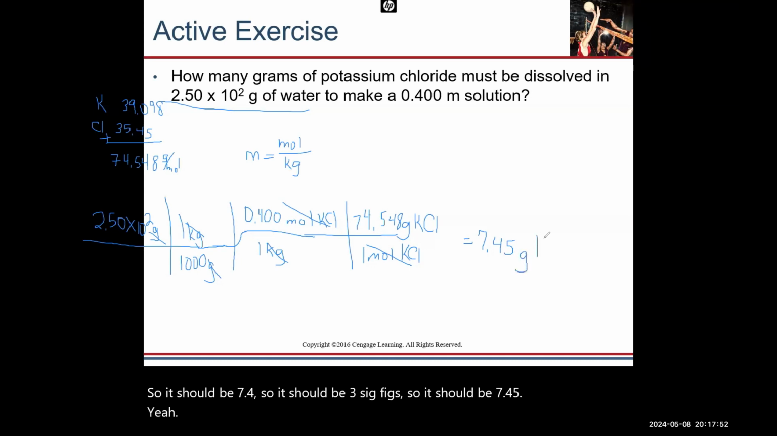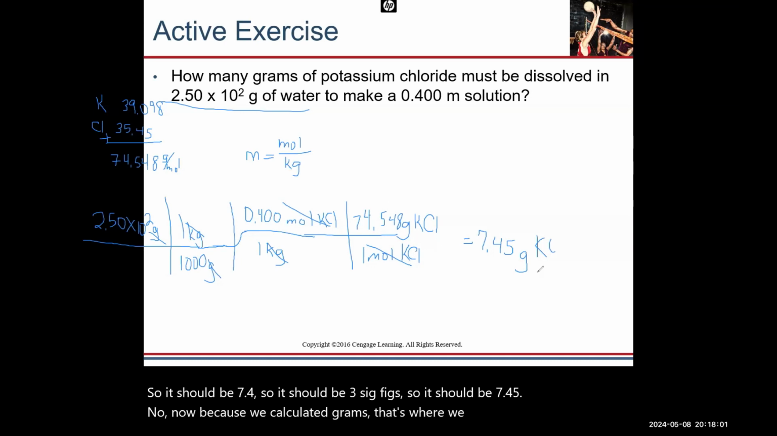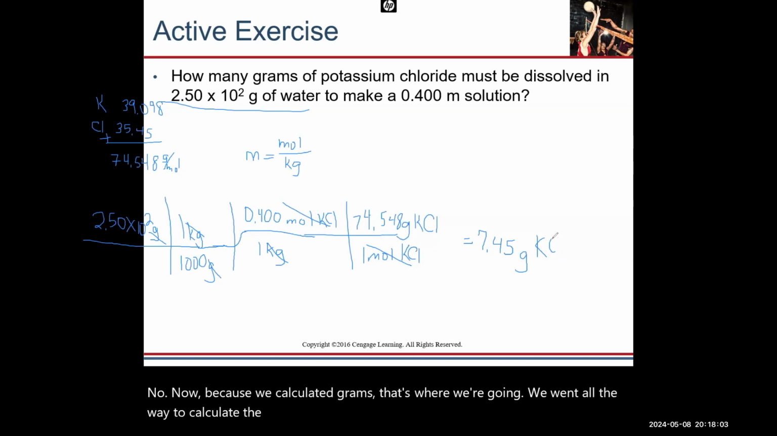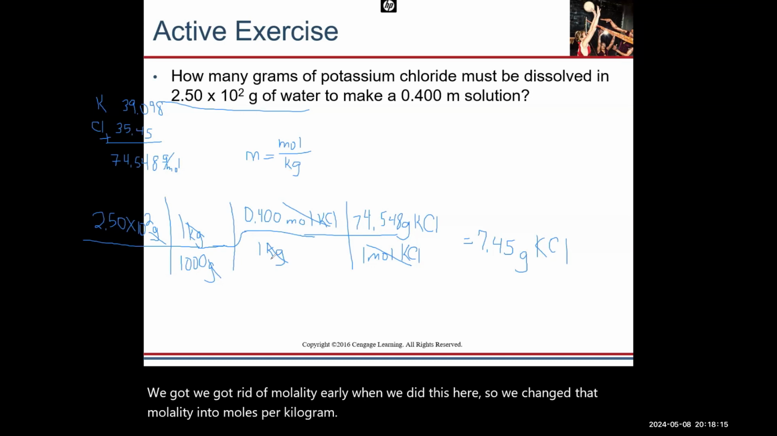Okay, that's molality. Oh, no, now because we calculated the grams, we went all the way to calculate the grams. Yeah, we got rid of molality early when we did this here. So we changed that molality into moles per kilogram. Oh, okay, that's molality.